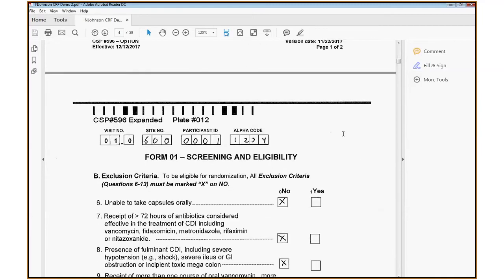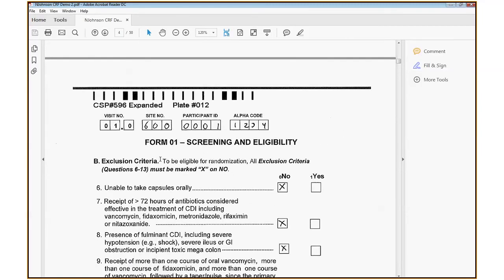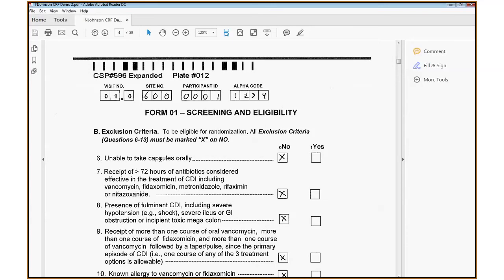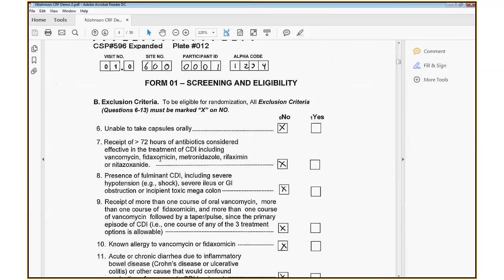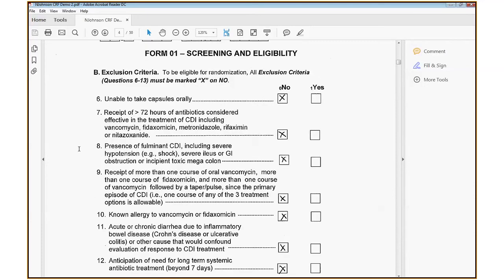Next is exclusion criteria. All these must be no to be eligible. Unable to take oral capsules. Our medication for the study is only an oral capsule, so intravenous medication cannot be taken. Receipt of 72 hours of antibiotics considered effective for the treatment of CDI. Presence of fulminant CDI, including severe hypotension, severe ileus, GI obstruction, or toxic megacolon.